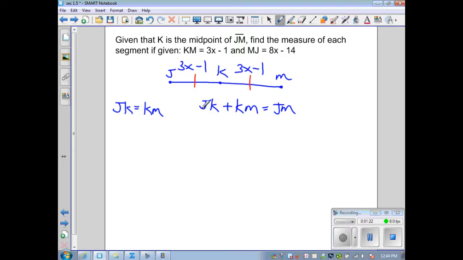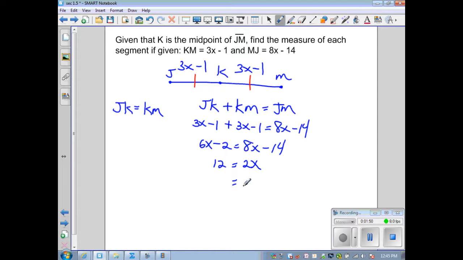Now I just substitute the known expressions into the formula. 3x minus 1 plus 3x minus 1 equals 8x minus 14. Now I just simplify and solve. 6x minus 2 is equal to 8x minus 14. Therefore, 2x is equal to 12, and x is equal to 6.